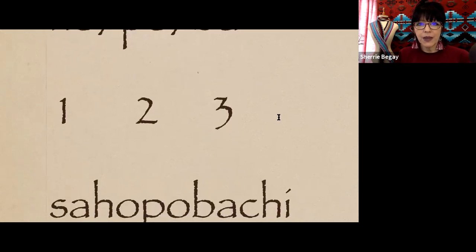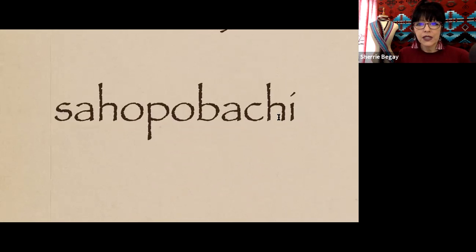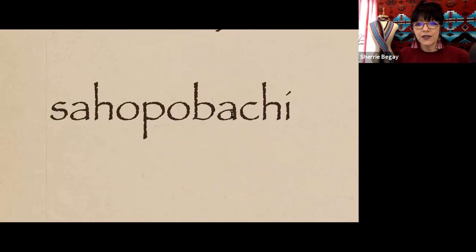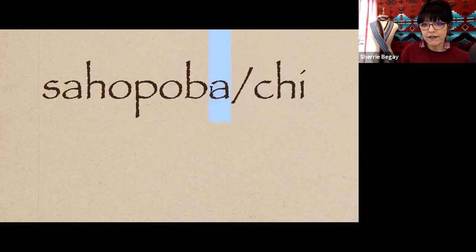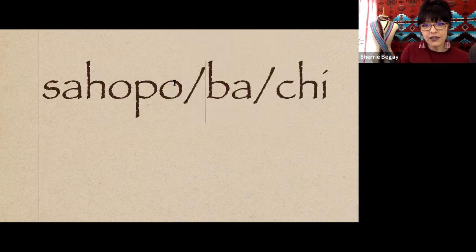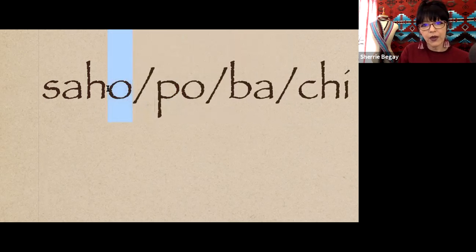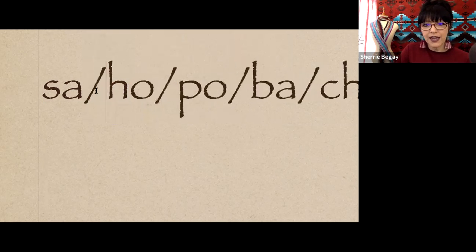But let's see what happens when you say, he's making me hungry. So here we've got our base word, hopoba, but we've added to make on the end, and we've added myself on the end. So he's making me hungry, or she's making me hungry. First, let's divide it up. Vowel, consonant, slash, vowel, consonant, slash, vowel, consonant, slash, vowel, consonant, slash.